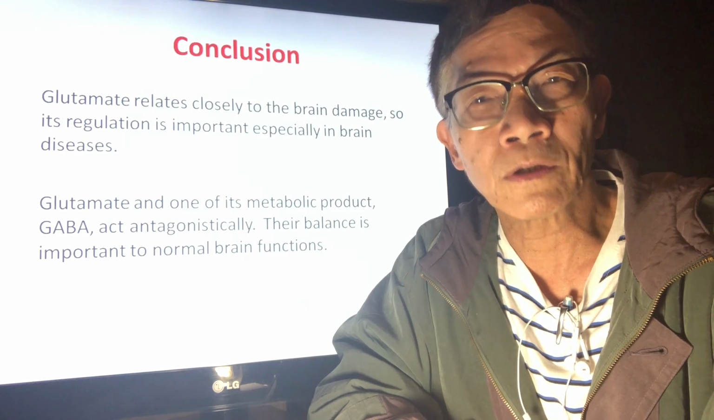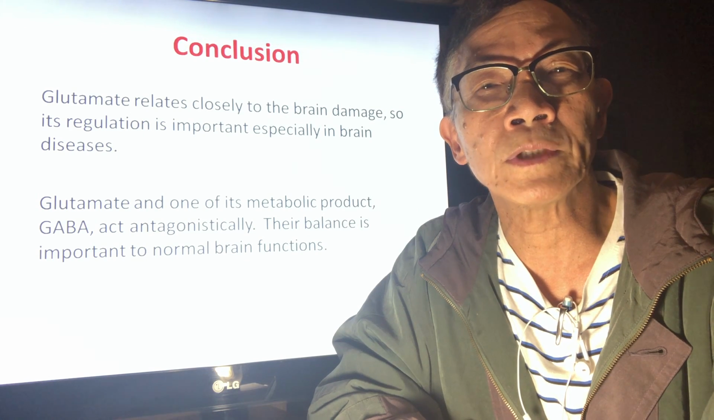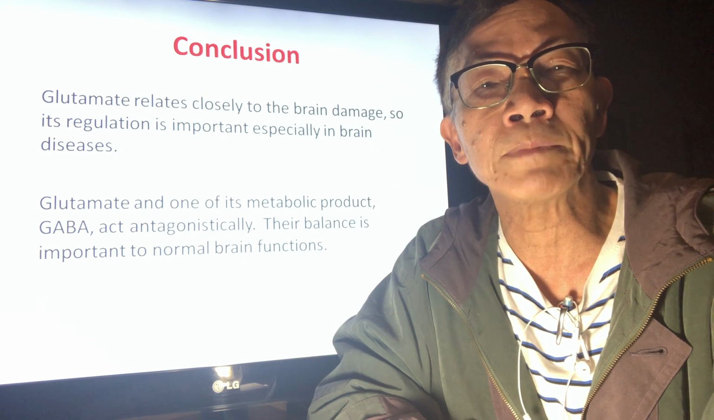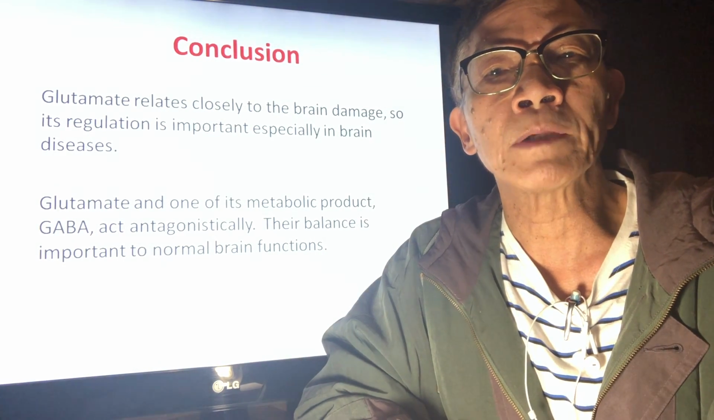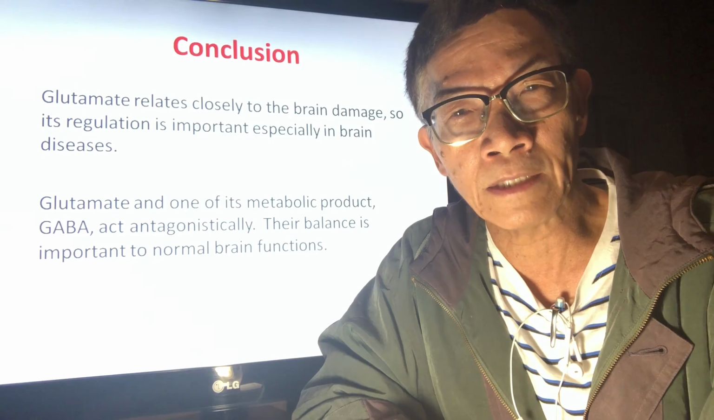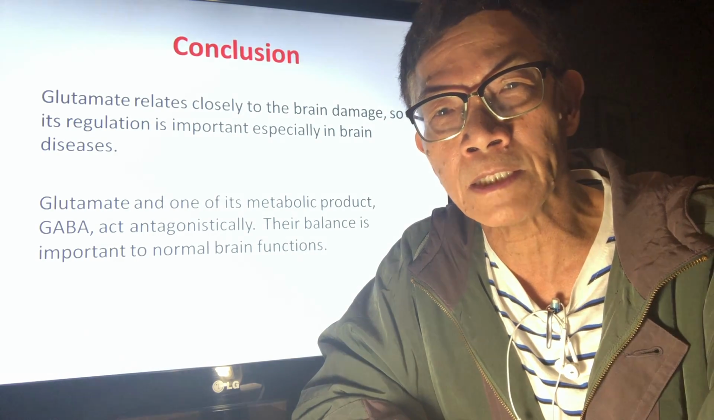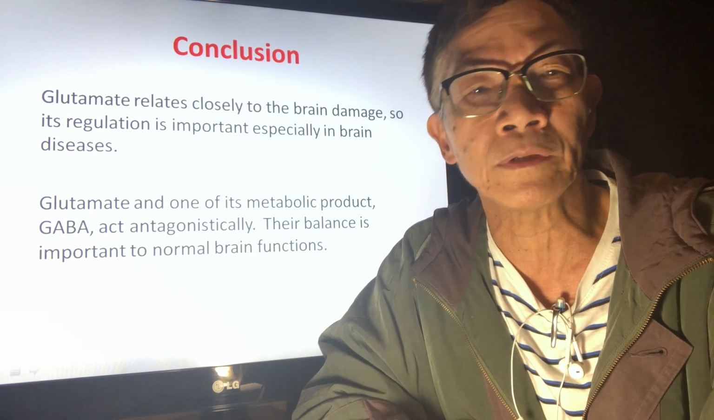Conclusion: glutamate relates closely to brain damage, so its regulation is important, especially in brain diseases. Glutamate and its metabolic product GABA act antagonistically. Their balance is important to normal brain functions.